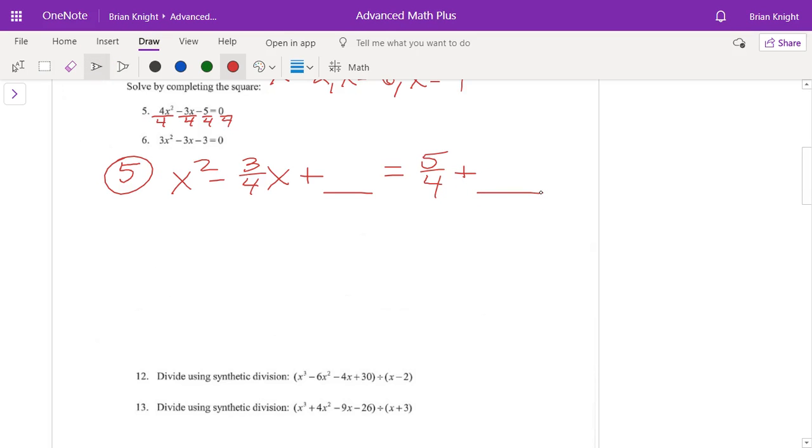All right. So, what do I do to B? 2 things. Divide it by 2, so negative 3/4 divided by 2 is negative 3/8. And then what do I do to the negative 3/8? Square. So, 9/64 gets added to both sides.